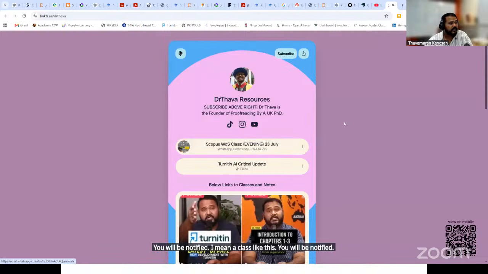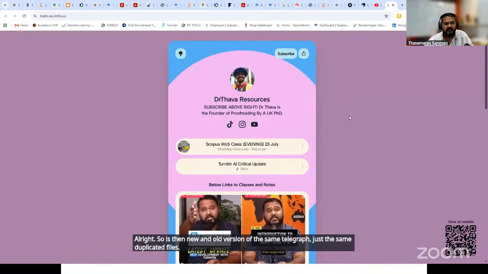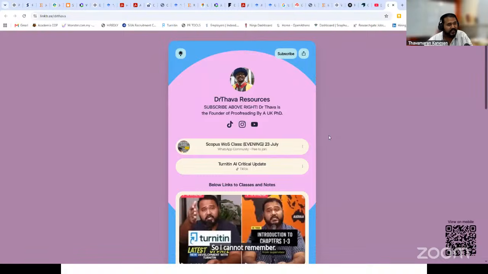Is there a new and old version of the same Telegram? It's just the same duplicated files. There are many files there, so I think you have to check it out on your own. Some are duplicated, some are new ones. It's a 6 years old Telegram, so I cannot remember what I put into it. I just keep sharing inside.